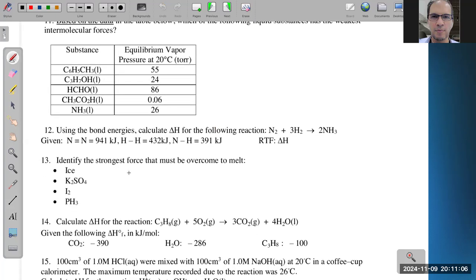Type identifies the strongest force that must be overcome to melt. In ice, the strongest force means the most important intermolecular force in this. So let's take one by one. Yasin, ice, what is the strongest force that is available in ice?